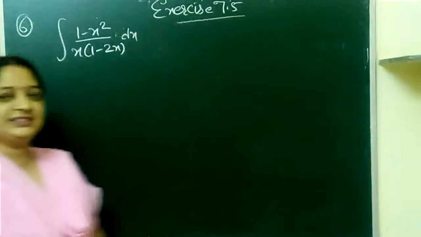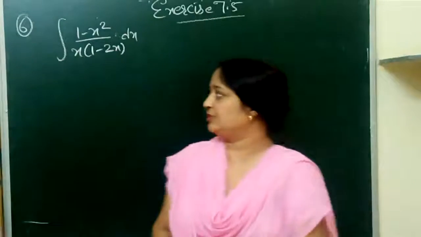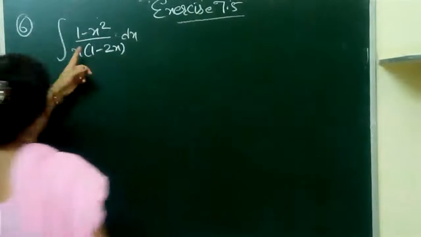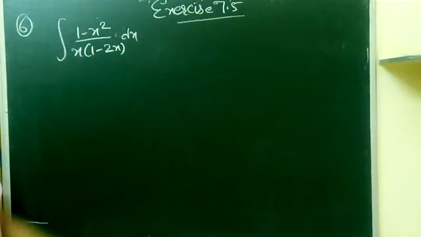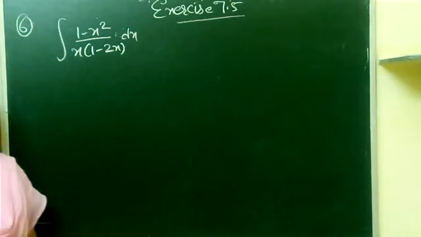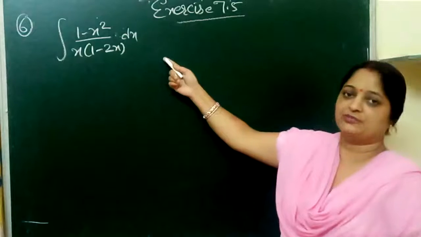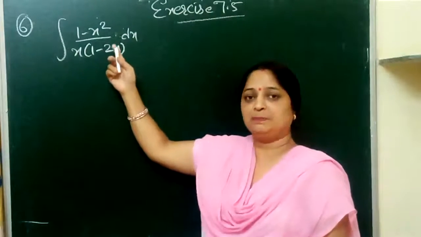Good morning, students. Today we will start exercise 7.5 with question number 6. In question number 6, integration of (1 minus x square) upon x into (1 minus 2x) dx. Now students, you can see here, this is an improper fraction. First of all, you have to check whether it is a proper fraction or an improper fraction.